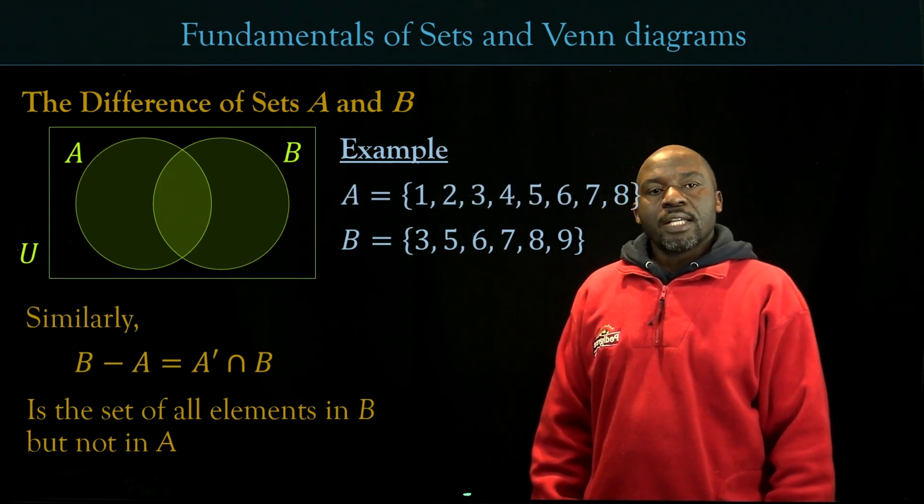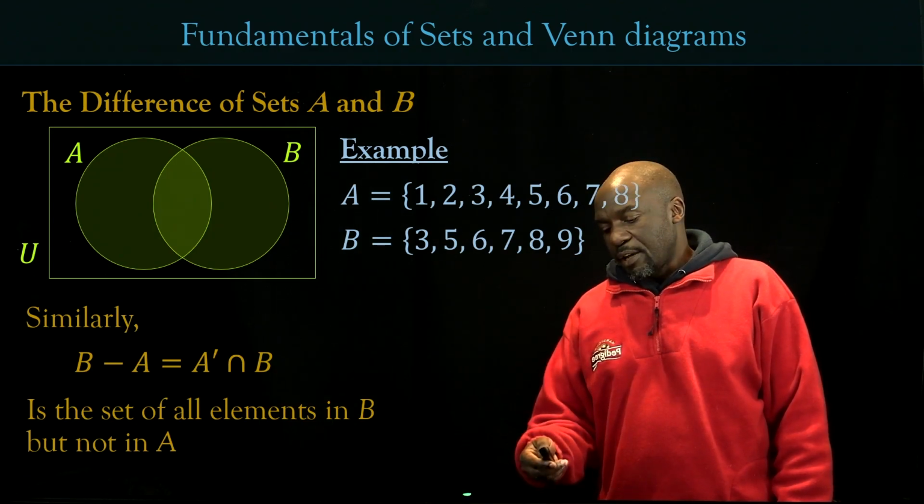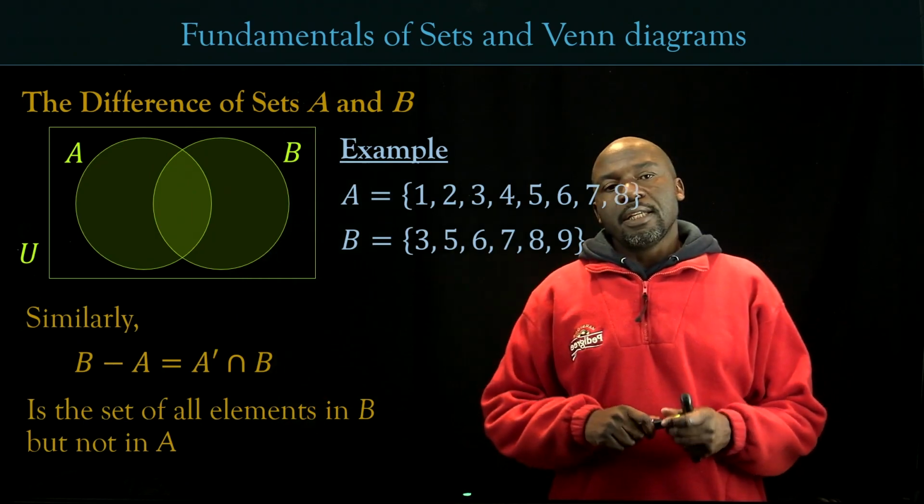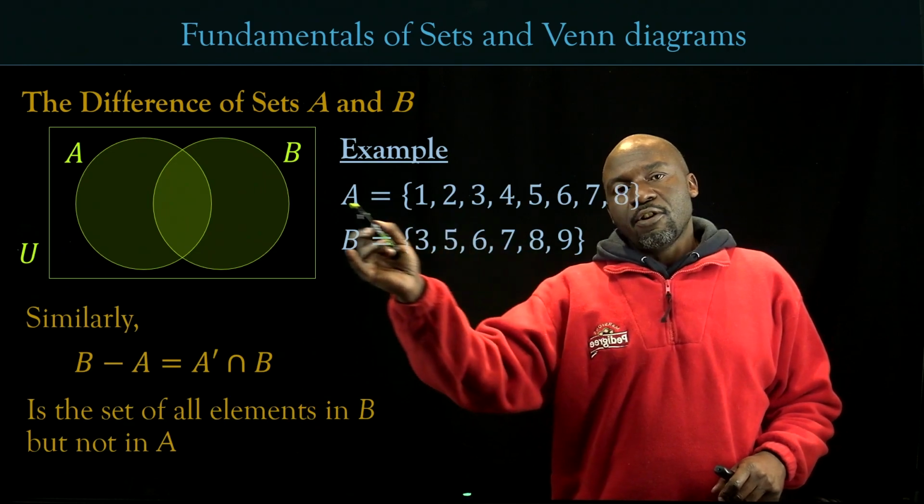And so we want elements that are in B but not in A. In fact, if you check carefully, you should have already seen that only 9 appears to be in B and not in A.